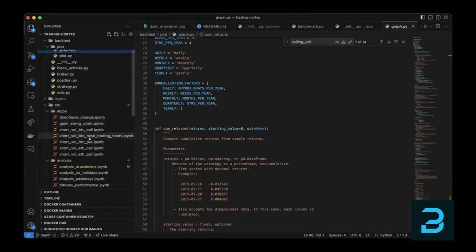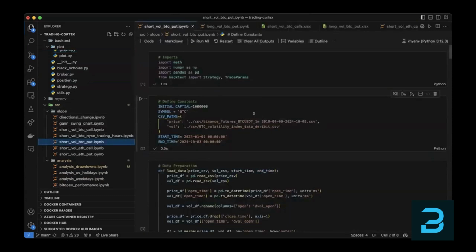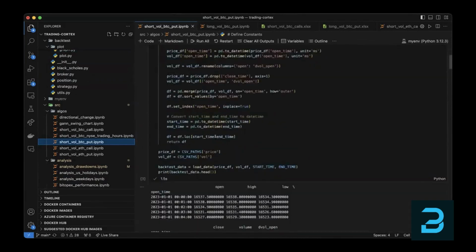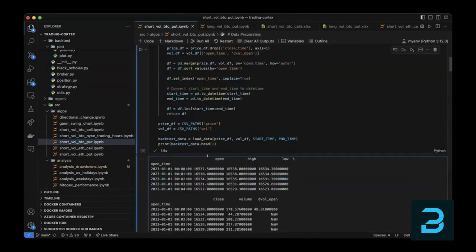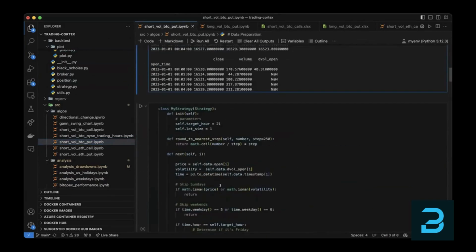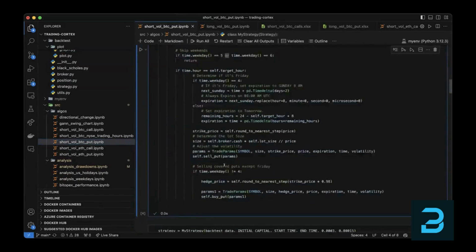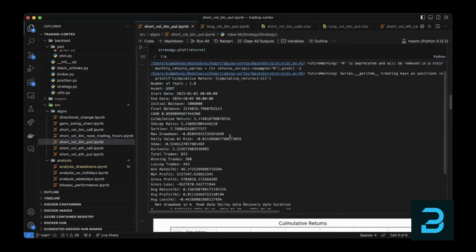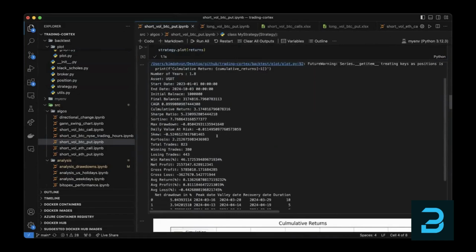For example, this particular strategy involves shorting volatility, which means selling either put or call options. Here we have the data. This is the code for the strategy. And if we run the module, we can get the backtesting result like this.